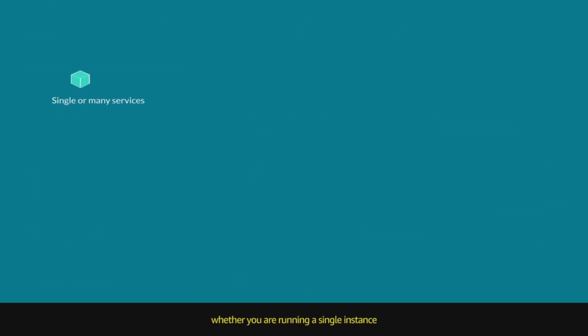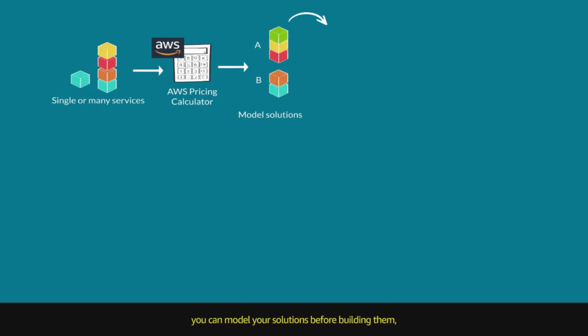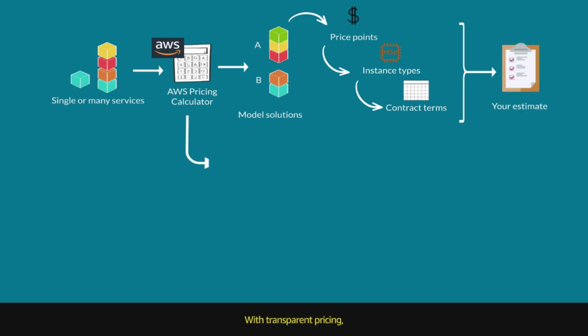Whether you are running a single instance or dozens of individual services, with the AWS Pricing Calculator, you can model your solutions before building them, explore the price points and calculations behind your estimate, and find the available instance types and contract terms that meet your needs. With transparent pricing, you can see the math behind the price for your service configurations.